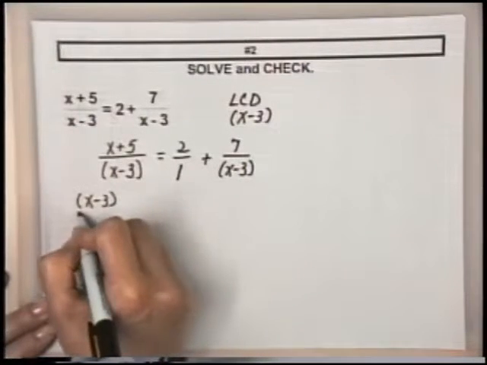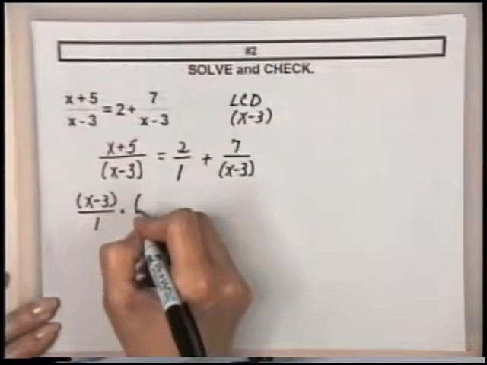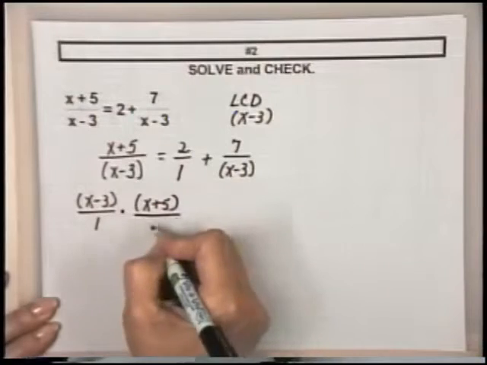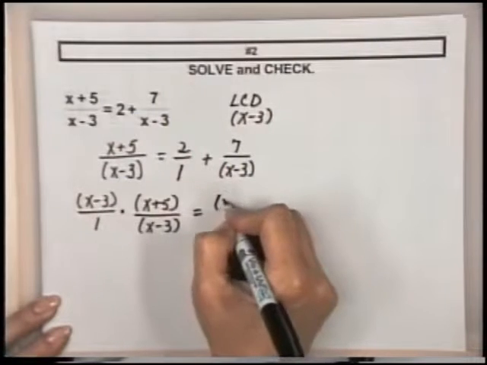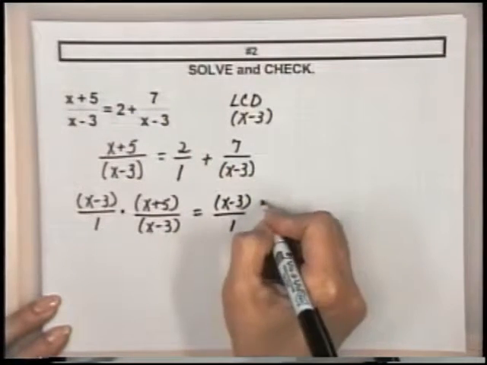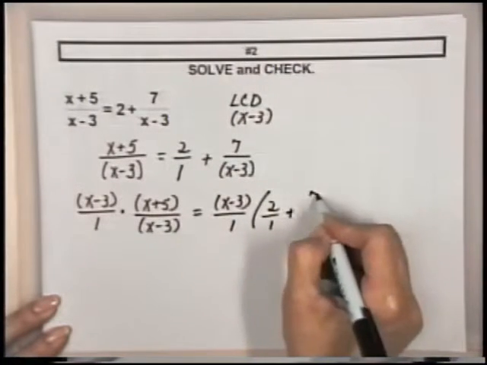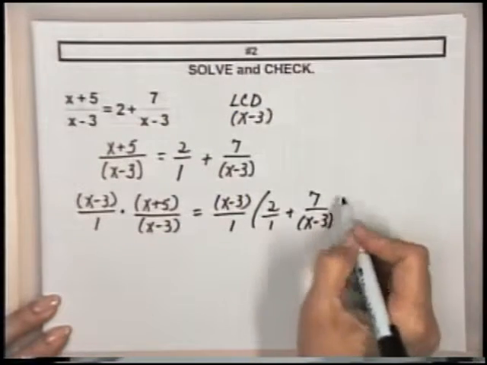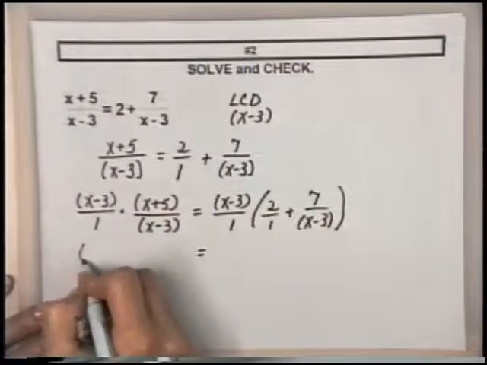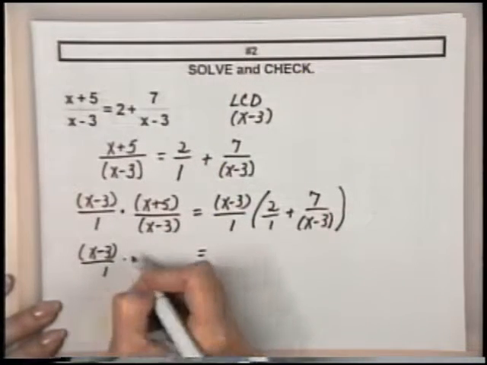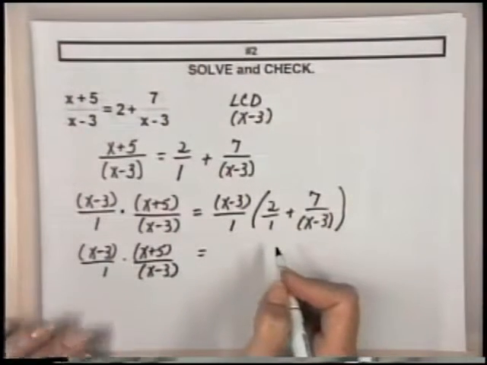I will write my LCD x minus 3 over 1. I will multiply it by the fraction on the left, which is x plus 5 over x minus 3 equals, and now I will write my LCD x minus 3 over 1, and I will multiply it by both fractions on the other side of the equation. Now look what happens when I multiply. I will rewrite this side, x minus 3 over 1 times x plus 5 over x minus 3.